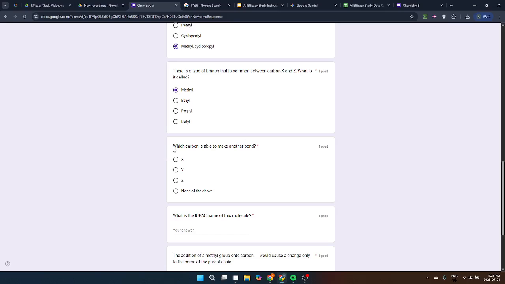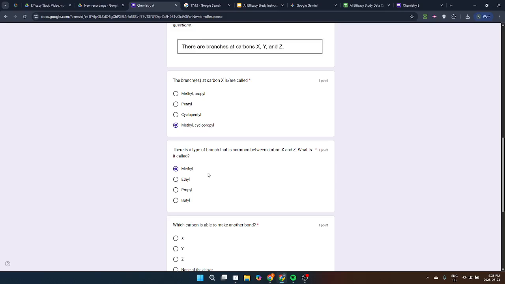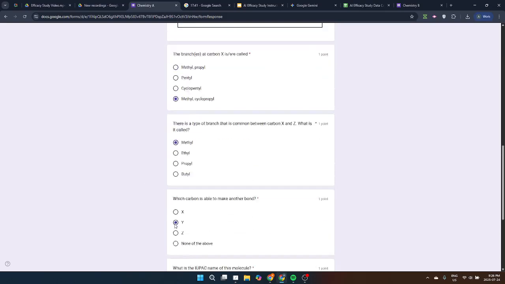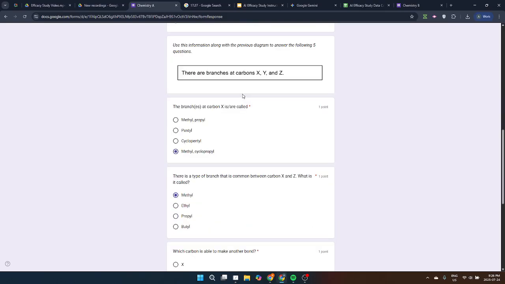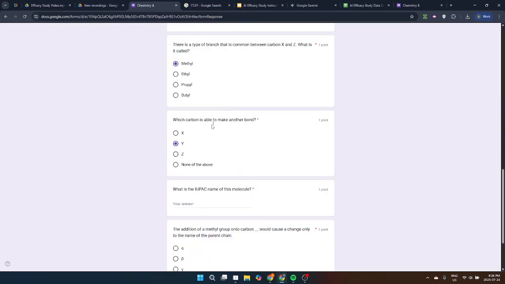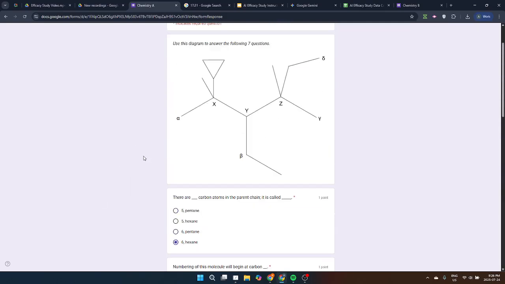Which carbon is able to make another bond? So not X, Y can. 1, 2, 3, 4, not Z. So it's going to be Y. Yeah, 1, 2, 3, 1 more. Can do 1 more on Y. Which of the IUPAC, oh wow, this is going to be extensive.